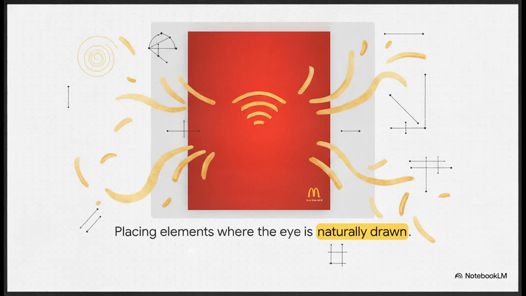A classic example of this is playfully arranging French fries in the center of a bold red background to mimic a universal Wi-Fi signal. Because of exactly how and where those fries are placed, it immediately grabs your attention and communicates the core message, free Wi-Fi, in a split second.